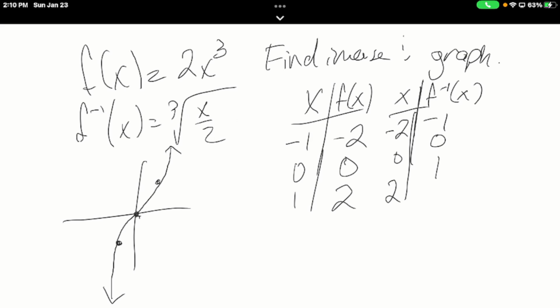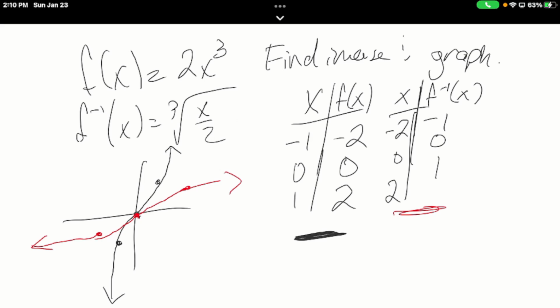Now we need to graph the inverse. The inverse graph starts at (-2, -1), which is about right there. It goes to (0, 0), and it goes to (2, 1). Again, it looks like these are on the same line, but this is a sideways S. It flattens out as you go to the top of that one. So inverse graph, regular graph, and that's how you graph the inverse of a cubic.